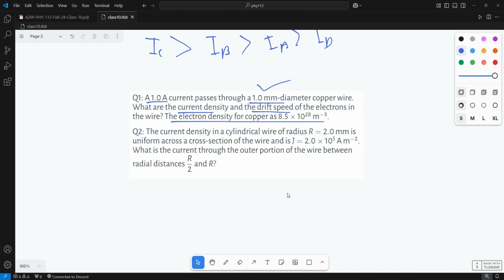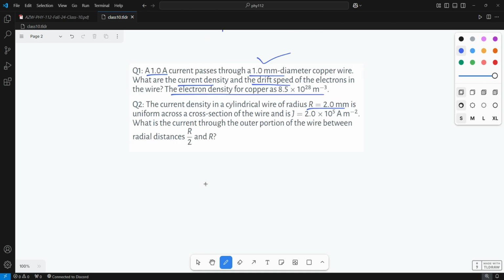Let's move on to the next question. It states that the current density of a cylindrical wire of radius 2 mm is uniform across a cross section of the wire and is J equals 2 into 10 to the power 5 ampere per meter square. What is the current through the outer portion of the wire between the radial distances R by 2 and R? So if we draw the wire, let's suppose this is the wire.